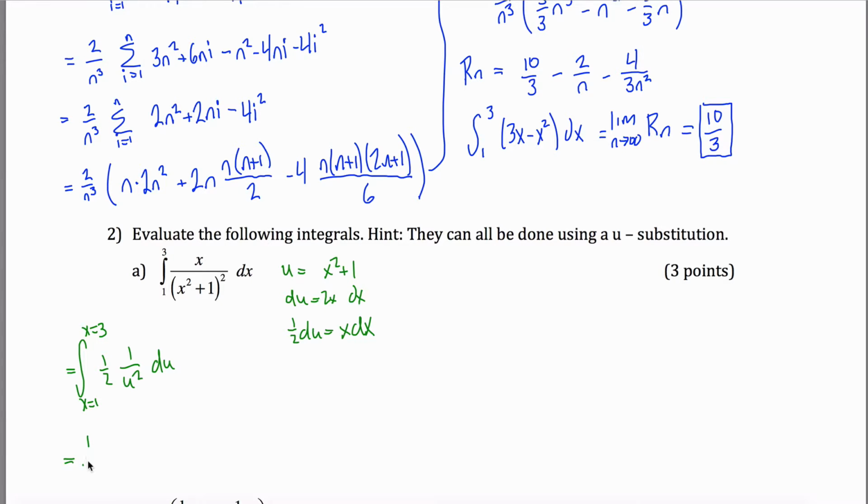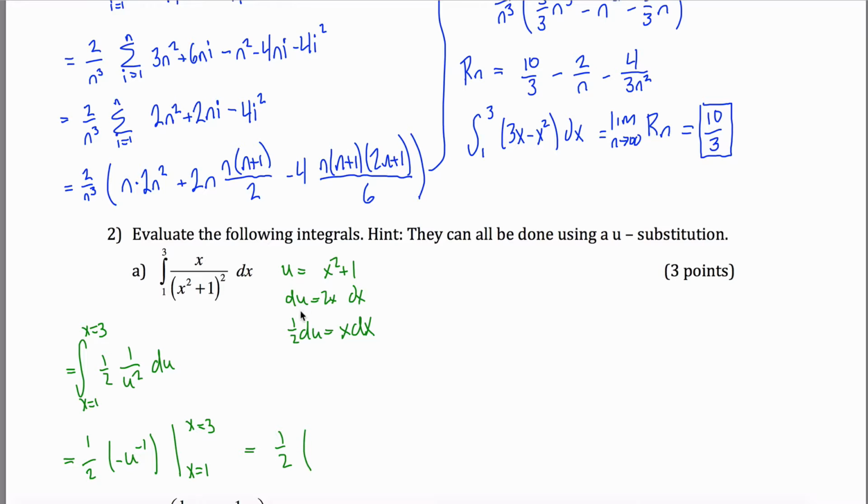Bring the 1/2 out in front. I'm looking at the integral. I could probably just do this all in one step. This is u to the negative 2 power. So if I took the antiderivative, it would go to u to the negative 1 power, but I need a negative 1 coefficient out in front. And I want to evaluate that from, again, x equals 1 to x equals 3. And so, okay, let's get back to x's so we can evaluate that thing.